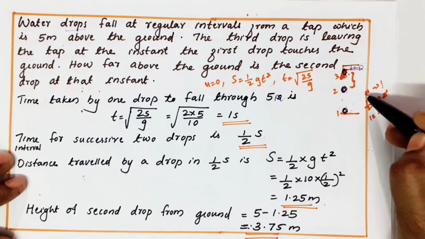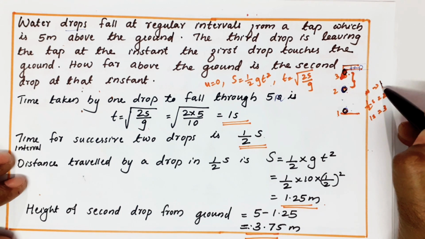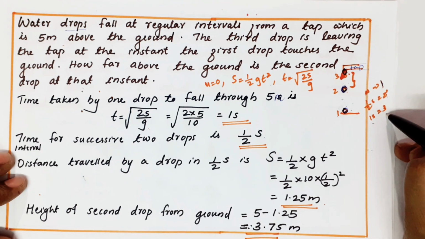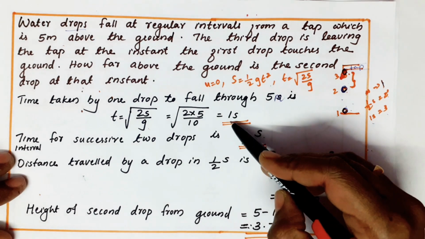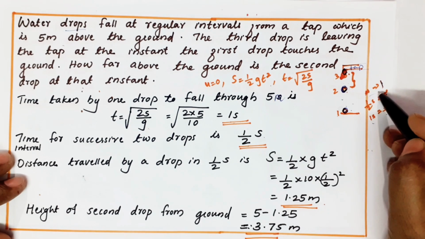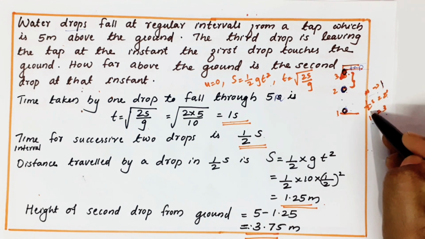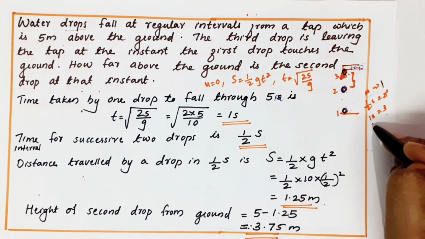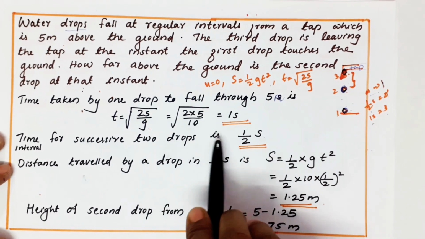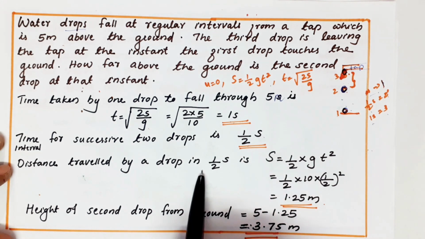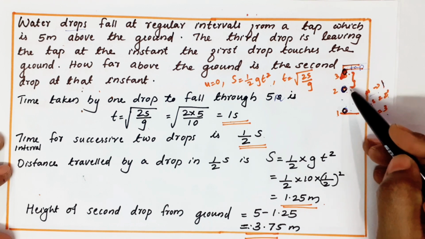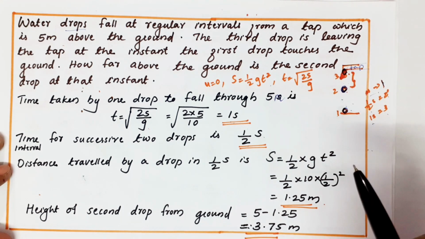Now just listen, at 0 second first drop started. At half second second drop started. At 1 second third drop. Our calculation is correct because they told the time taken for the first drop to reach the ground is 1 second. So first 0 second first drop, half second second drop, 1 second third drop. So I can take here the time for the successive drops is half second.